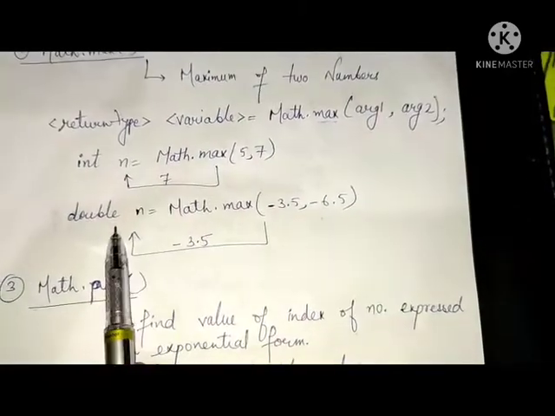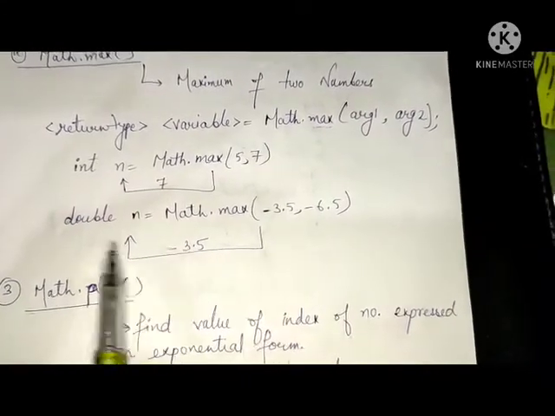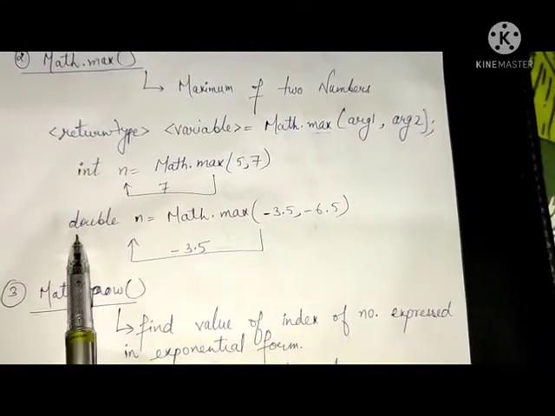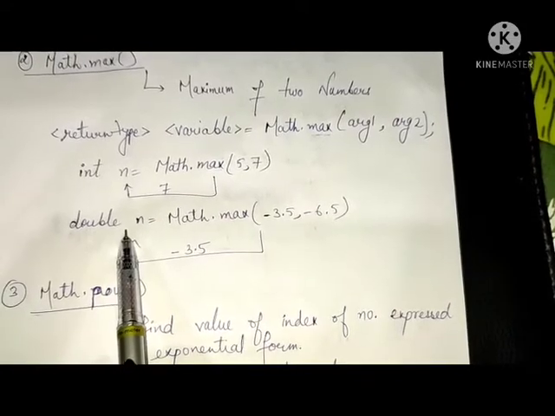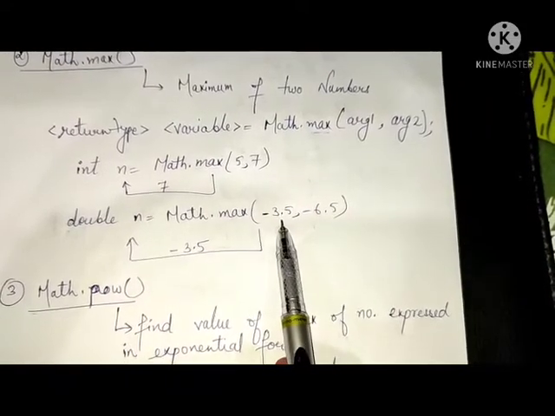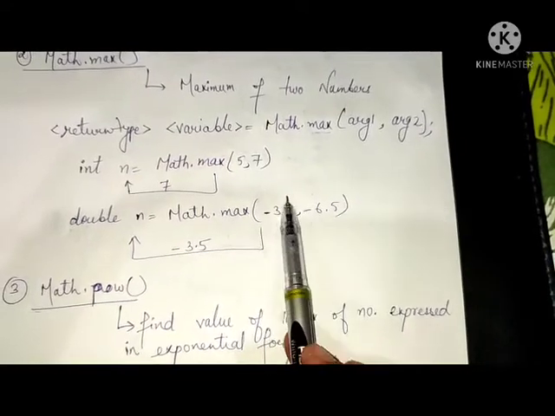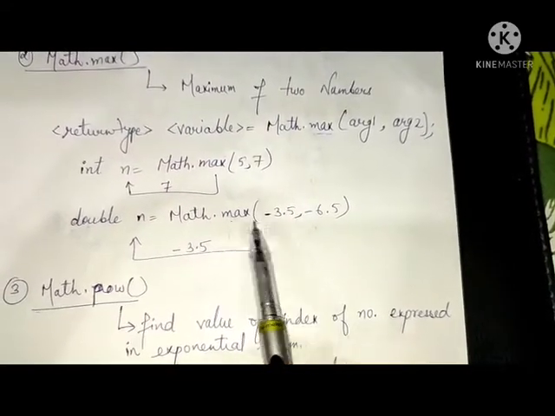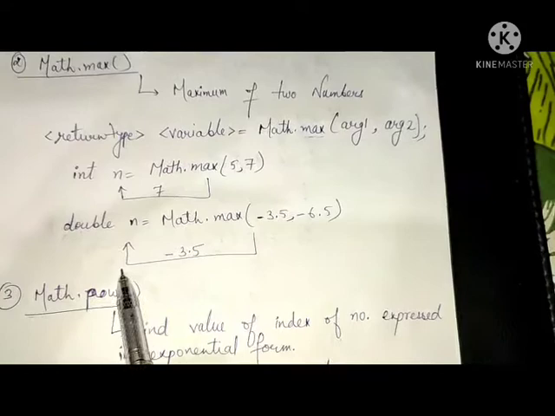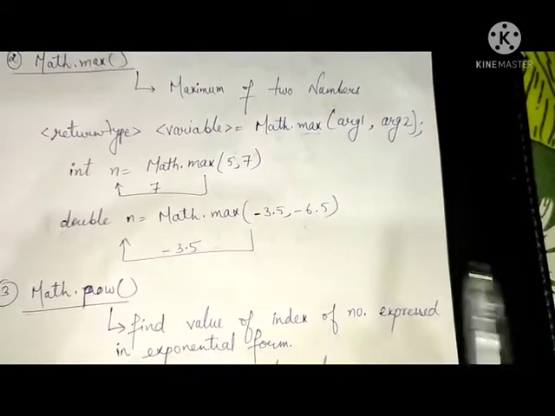Here if you are taking the floating values, then you have to declare the return type as a double or float, and the values are minus 3.5, minus 6.5. Here the bigger value is minus 3.5, so it returns the value minus 3.5 and it is stored in the n variable.